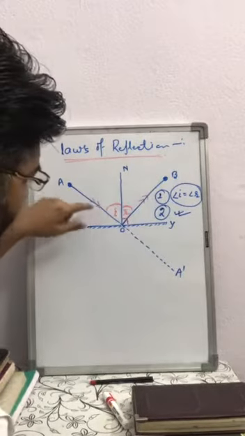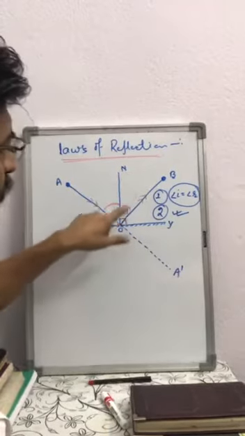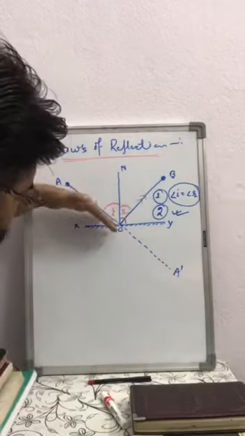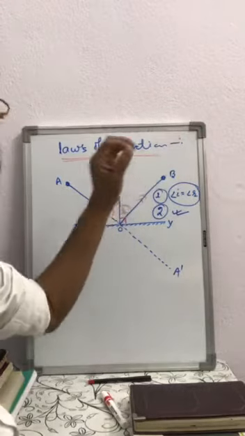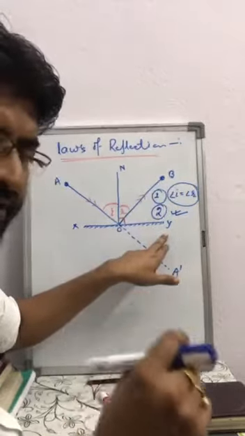Hence, we can say that the angle AOB, A dash OB, is that particular angle by which the incident ray deviates from its path in the presence of the highly reflecting surface.